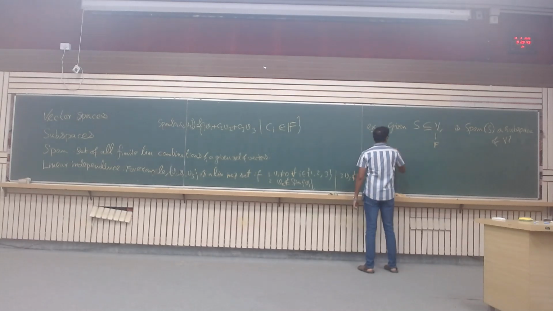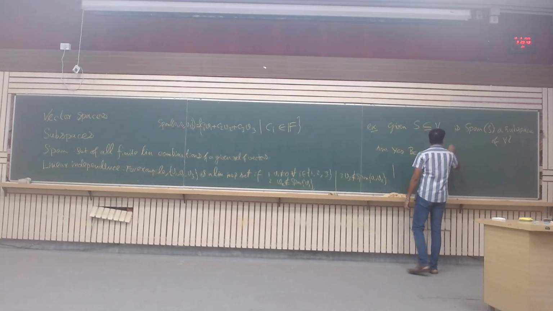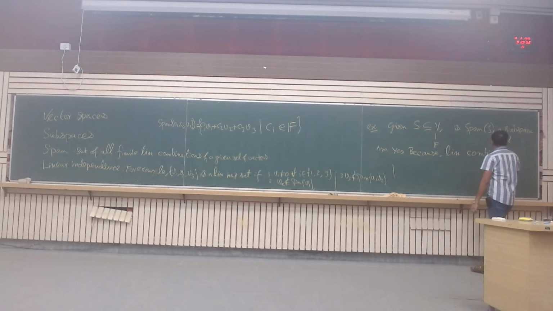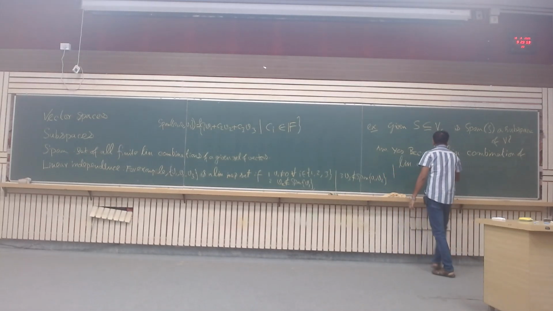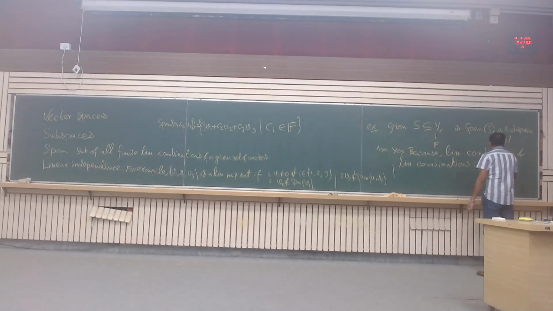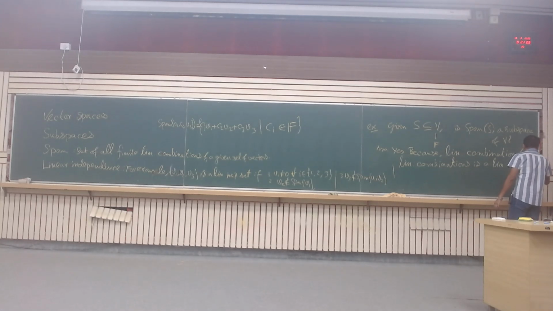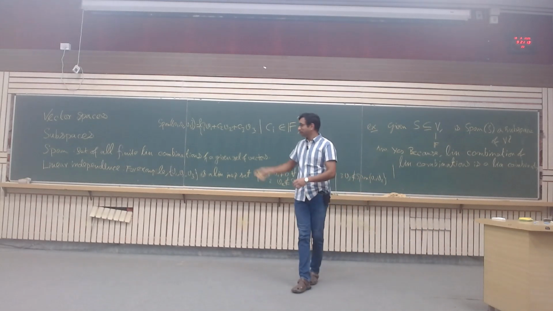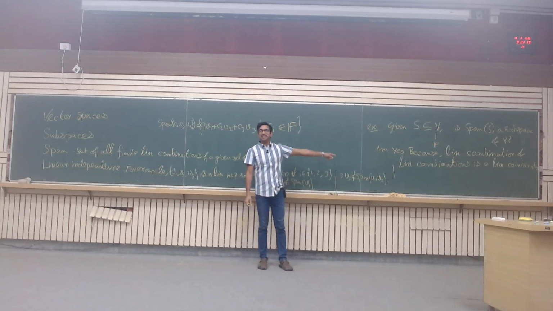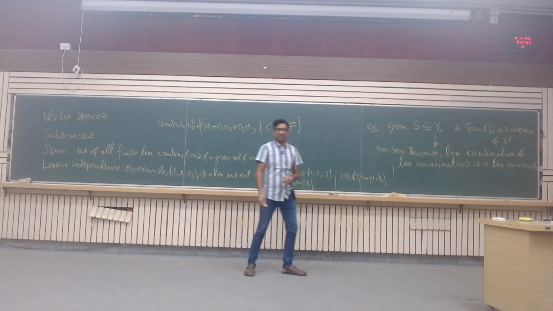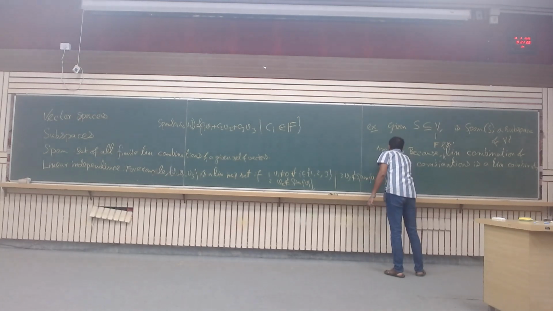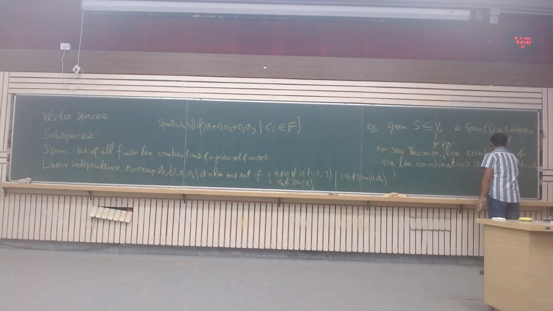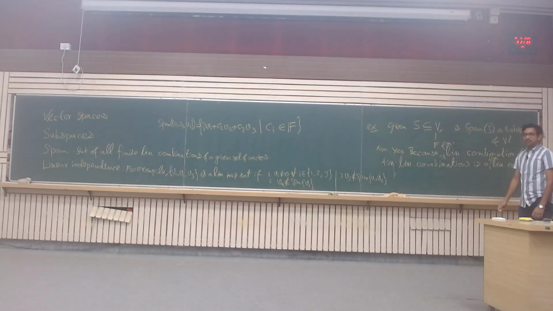Answer yes, because a linear combination of linear combinations is a linear combination again. Okay? And then span S is the set of all finite linear combinations. I should write: a finite linear combination of finite linear combinations is again a finite linear combination.